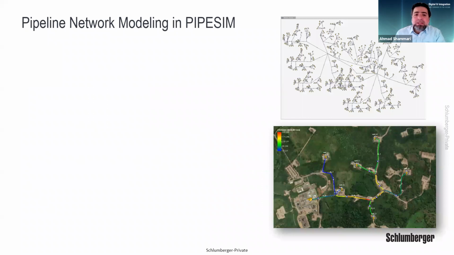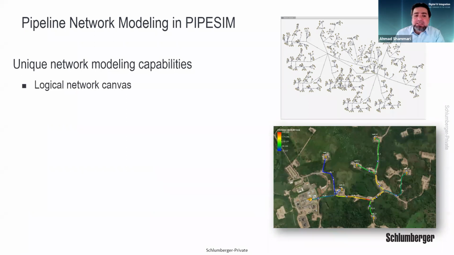So, pipeline network modeling in PIPESIM. PIPESIM is considered one of the industry standard software for network modeling in the market today, okay? It has unique network modeling capabilities. For example, it has the logical network canvas, in which you see the wells connected into junctions and then the pipelines. Or you have the GIS, which is the Graphical Information System network canvas.